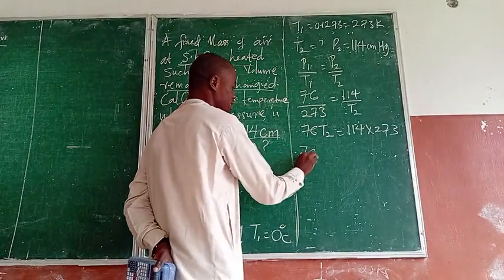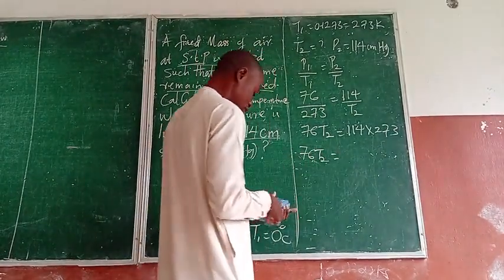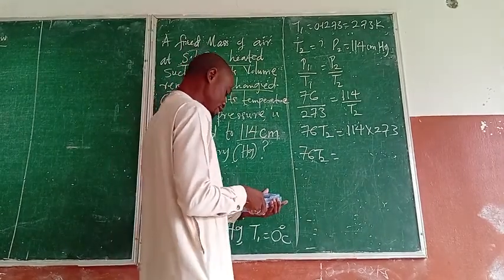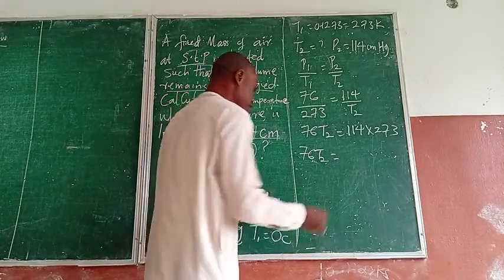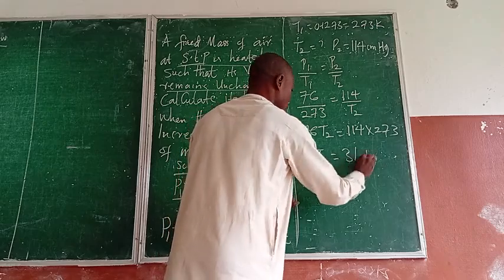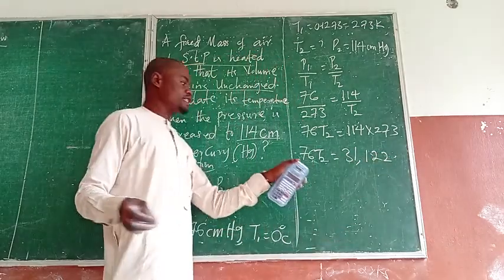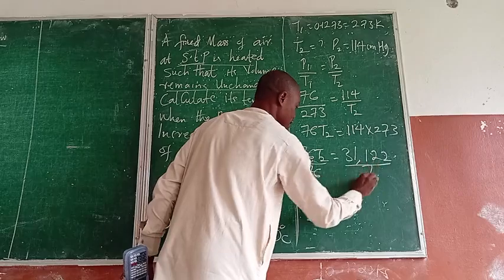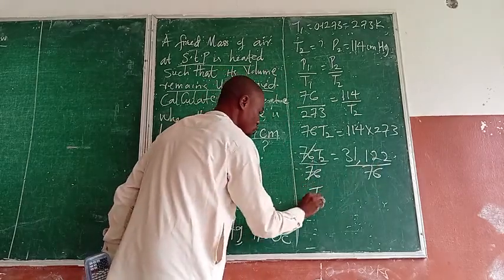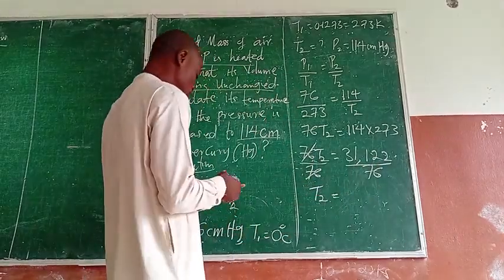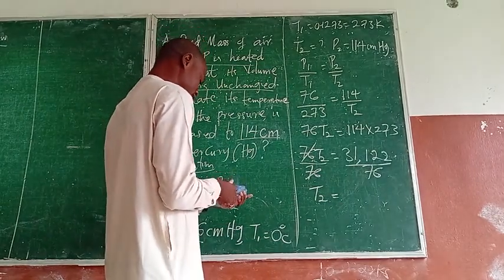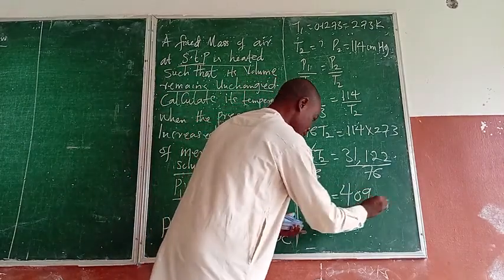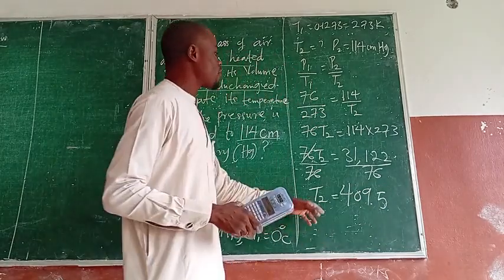We now have 76 T2 is equal to 114 times 273, which is 31,122. So now that we are looking for T2, we have to divide both sides by 76. This cancels this. We have T2 is equal to 31,122 divided by 76, which means we have 409.5.